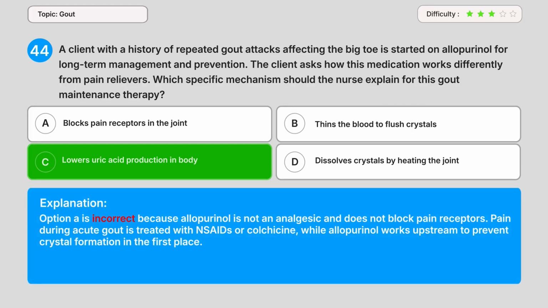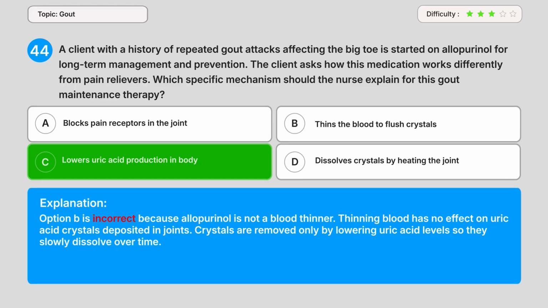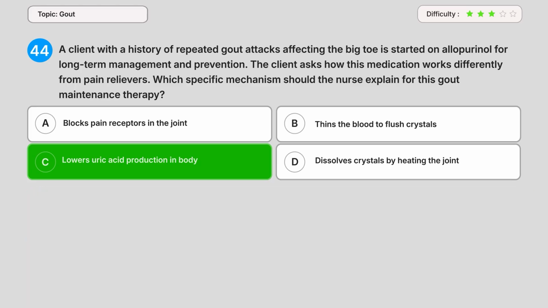Option A is incorrect because allopurinol is not an analgesic and does not block pain receptors. Pain during acute gout is treated with NSAIDs or colchicine, while allopurinol works upstream to prevent crystal formation in the first place. Option B is incorrect because allopurinol is not a blood thinner. Thinning blood has no effect on uric acid crystals deposited in joints. Crystals are removed only by lowering uric acid levels, so they slowly dissolve over time.